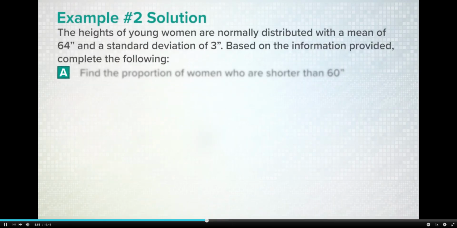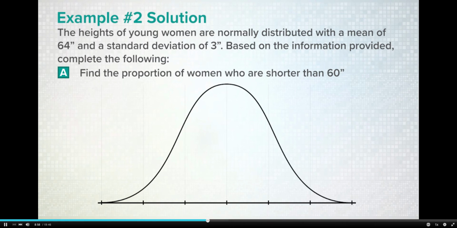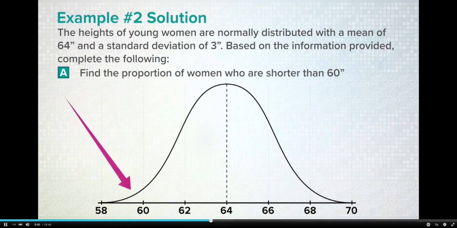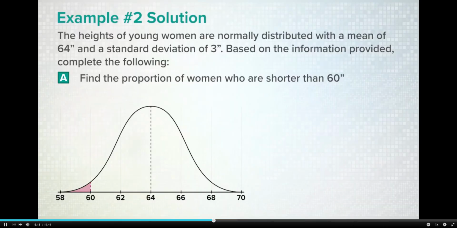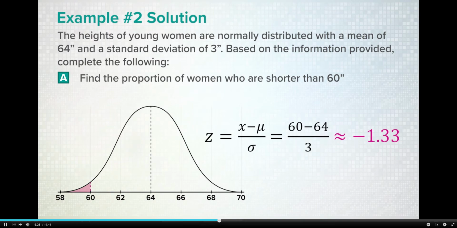Here's example 2's solution. Part A. What proportion of women are shorter than 60 inches? I'll draw my picture. I'll find 60 and shade below 60. That was step 1, draw my picture and shade. Step 2, let's find my z-score. Write out your z formula every time. Substitute the numbers that you know and find your z-score. In this case, it's negative 1.33. Now I need to look it up on my table.